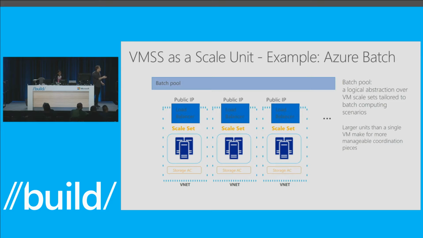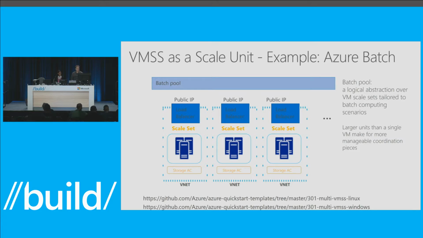But because these are larger units than single VMs, it makes it much more manageable. So the next version of Batch is going to be building out using scale sets like this. And it's a very efficient way to do it. Of course, you can combine them in different ways as well. You could have multiple scale sets in one VNet and anything in between. So this is just one example, Azure Batch. And we have some other examples in GitHub of multi-VM scale set templates as well.